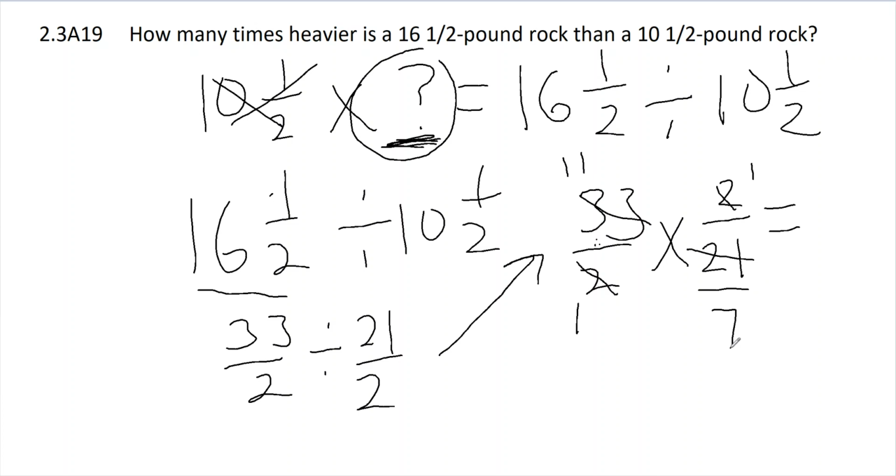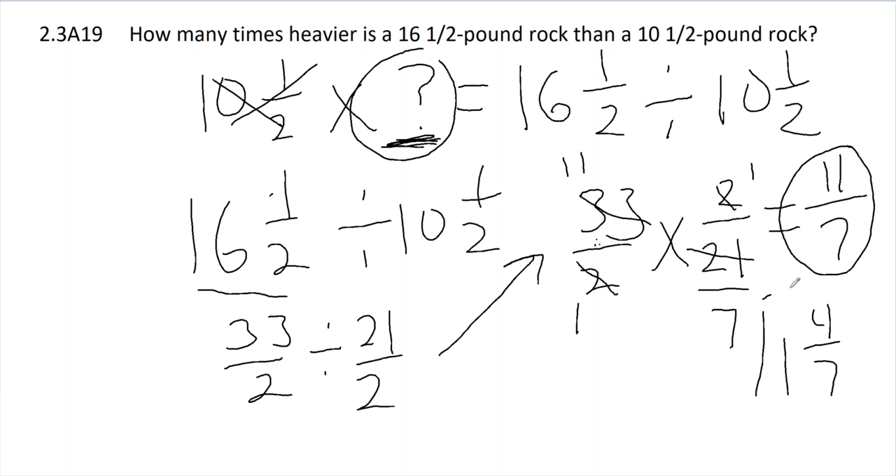Now I think we're to the point where we can multiply and not have to do any reducing at the end. 1 times 11 is 11, 1 times 7 is 7. Now we can take this improper fraction and turn it to a mixed numeral. 7 goes into 11 one time, and we will have 4 left over. So it's 1 4/7 times bigger.